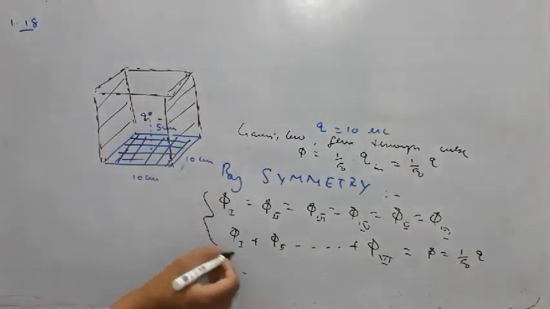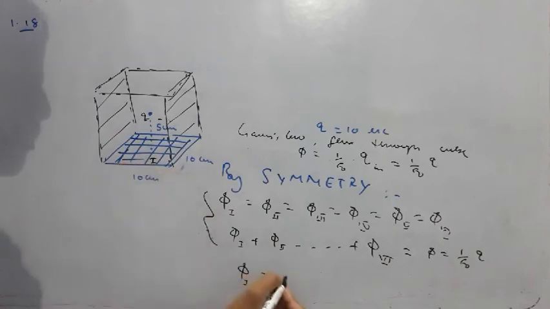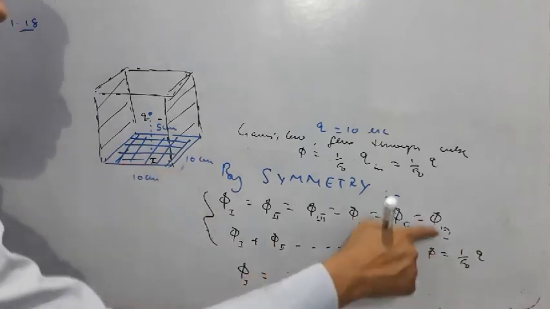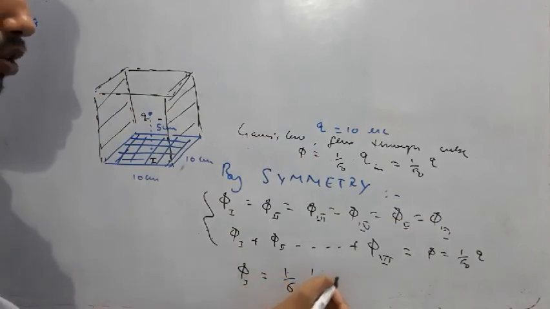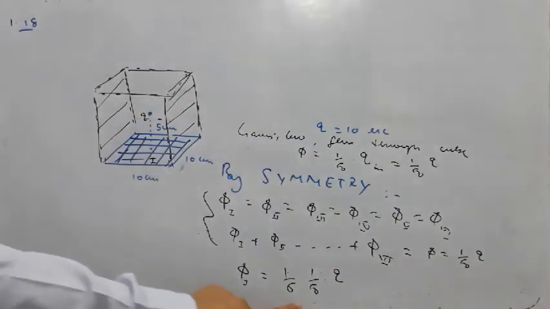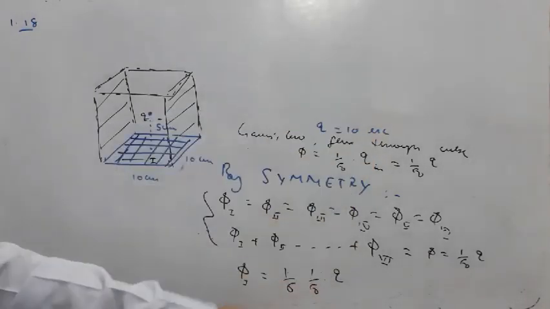So from these two we can write the flux through one of the faces, phi 1, or suppose this is surface 1, will be how much? 1/6, because there are 6 faces. So 1/6 of 1 by epsilon naught times Q. Put the value of Q, 10 microcoulomb, micro means 10 to the power minus 6, substitute the value of epsilon naught, and you will get the answer.